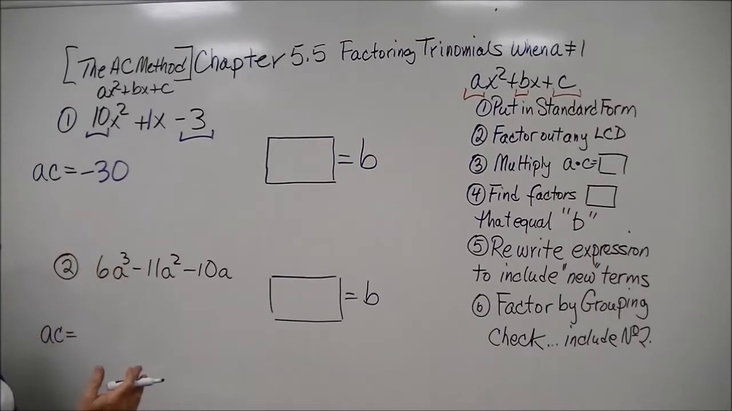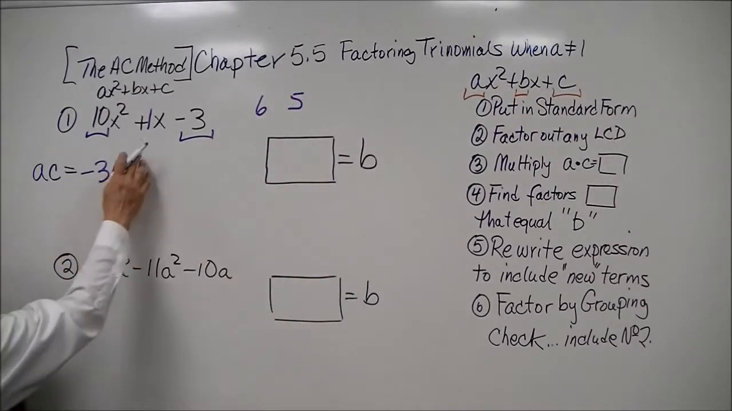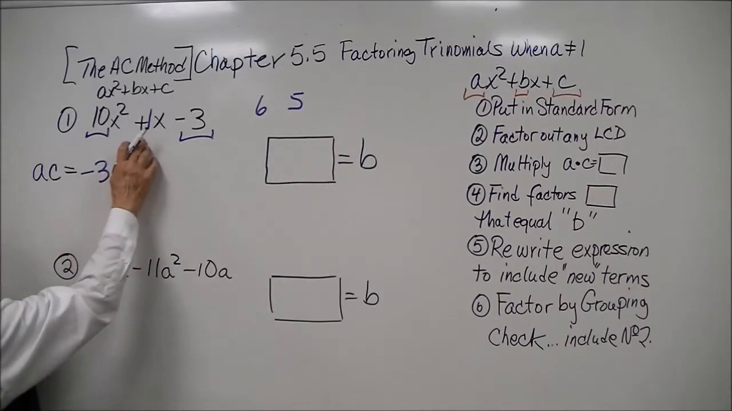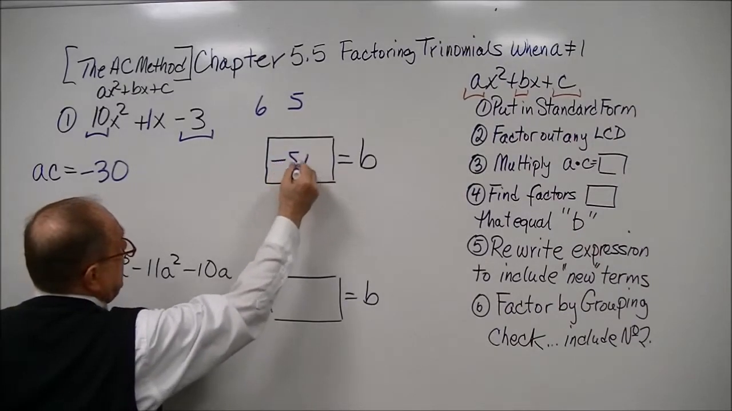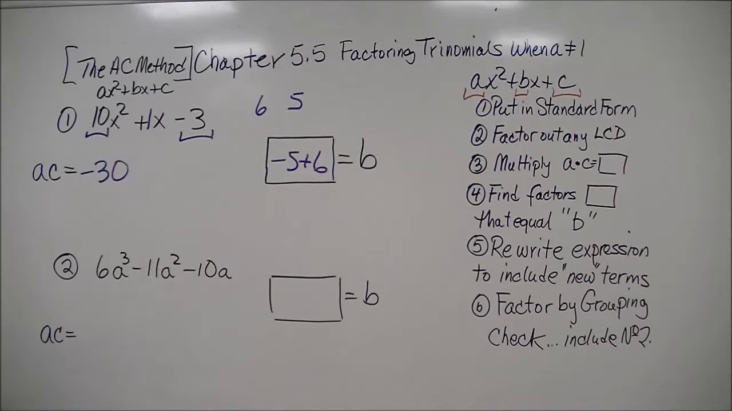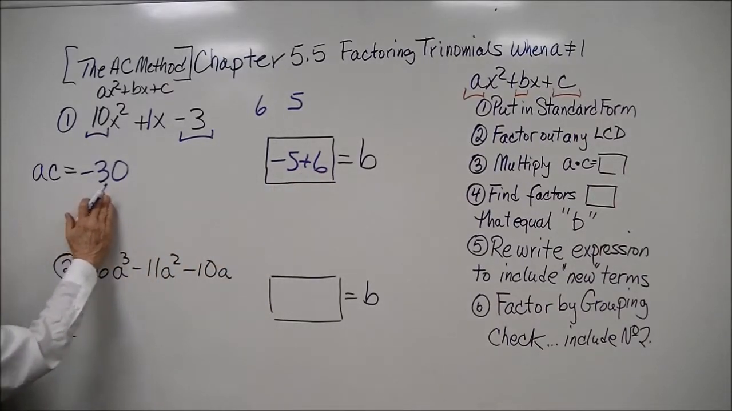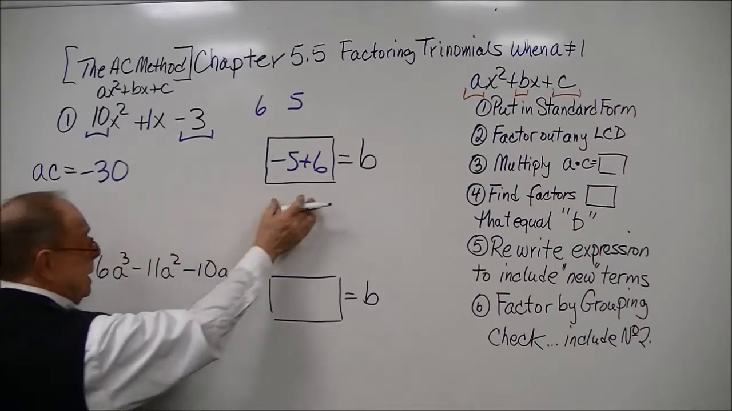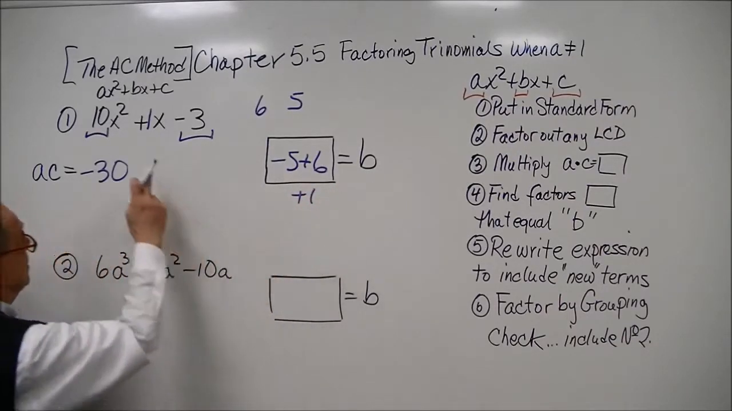So as we sort of think of it, do you see that perhaps a 6 and a 5 come into the mix? Factors of a negative 30 that have a positive 1 as their sum. And I see a 6 and a 5 in there. Well, how about a negative 5 plus 6? Now, a negative 5 times 6, when we multiply it, gives us our AC, which is a negative 30. But when we add them together, will give us a positive 1, which is what our b term is.